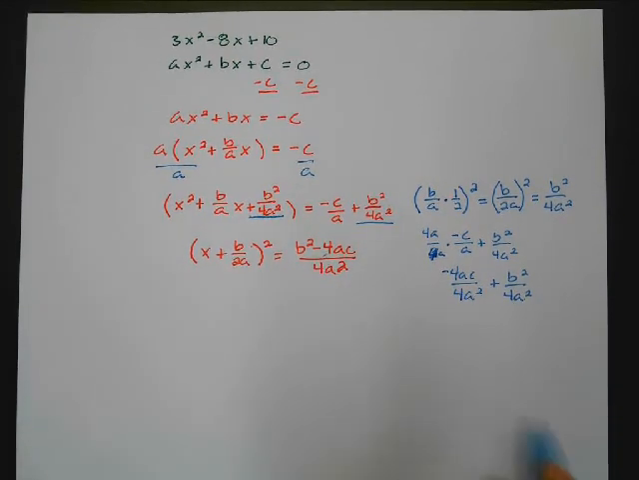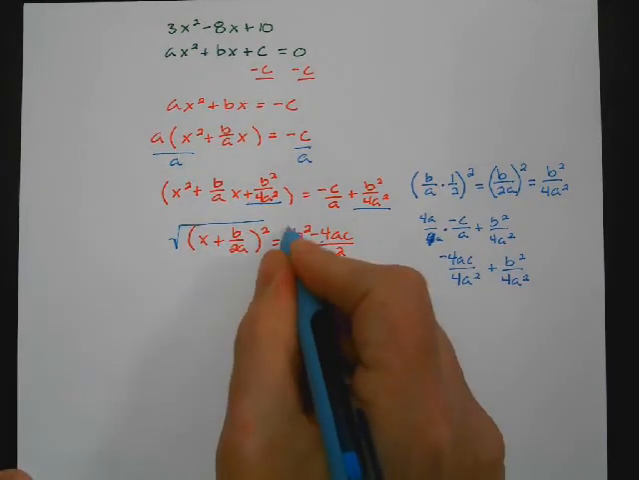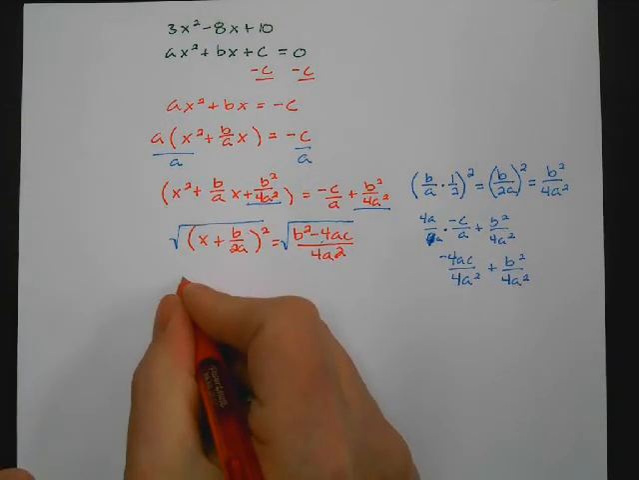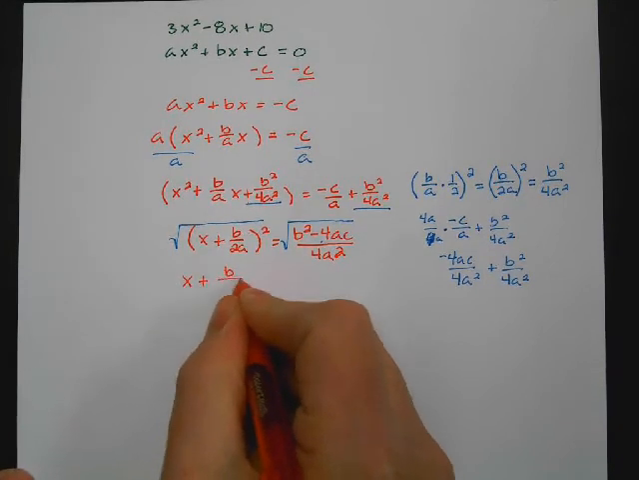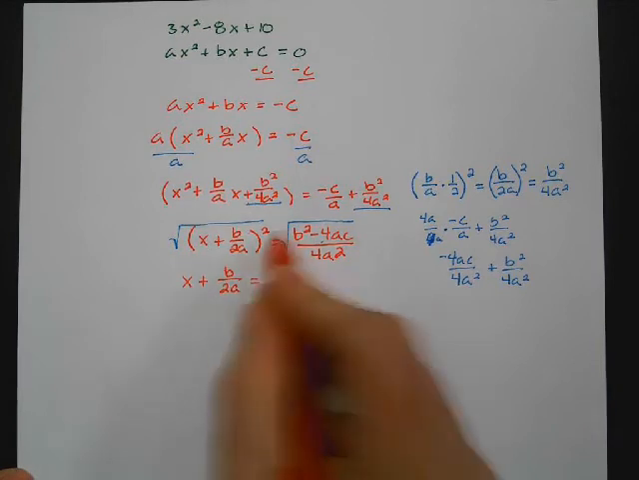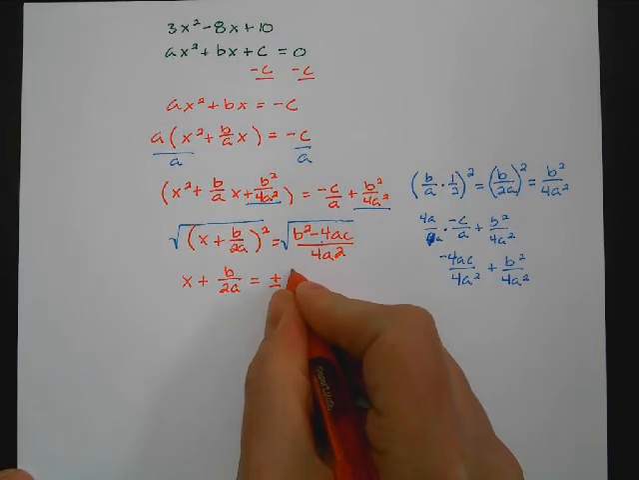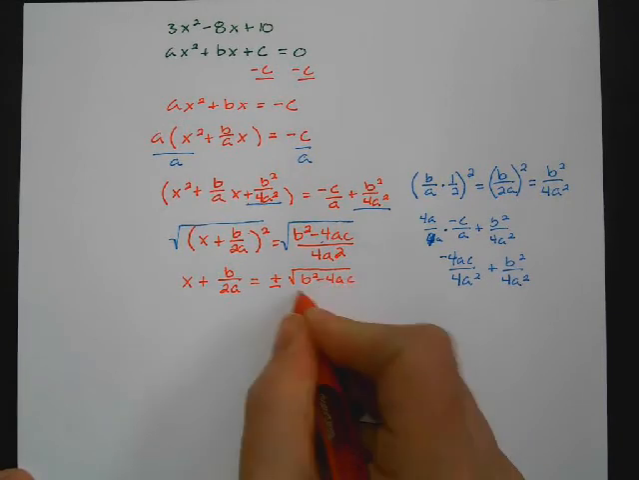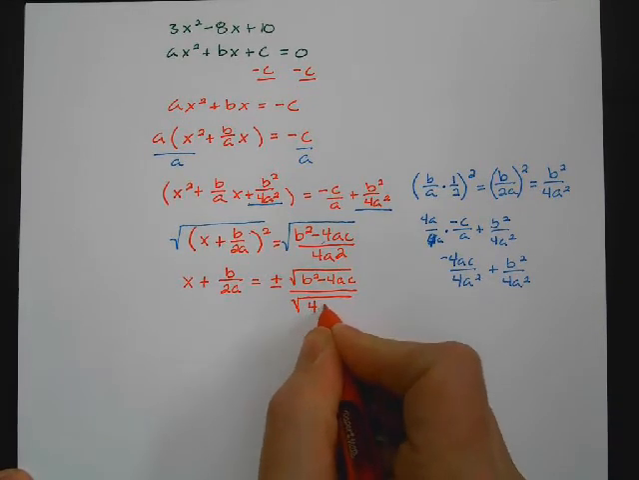All right, we're getting close. We're getting real close. So we're going to take the square root of both sides. Over here, that's the easy part. This is going to just be x plus b over 2a. On this side, I've got plus or minus. Now the square root goes with the numerator and the denominator. So this is the square root of b squared minus 4ac over the square root of 4a squared.